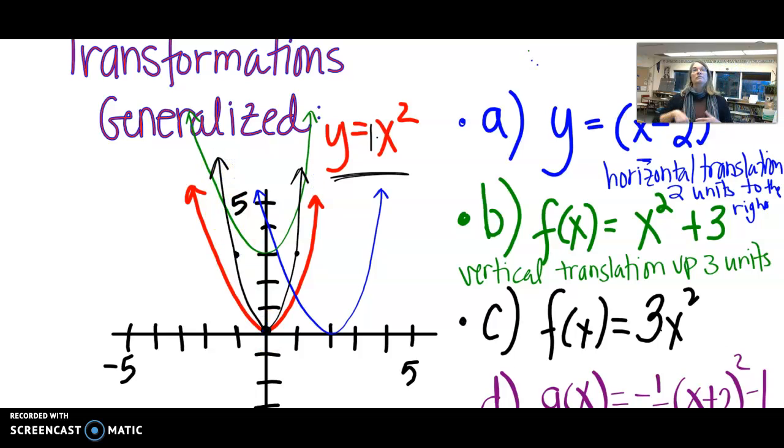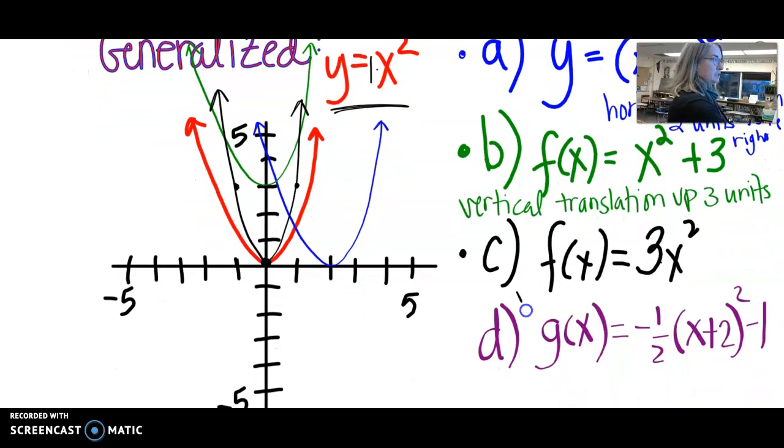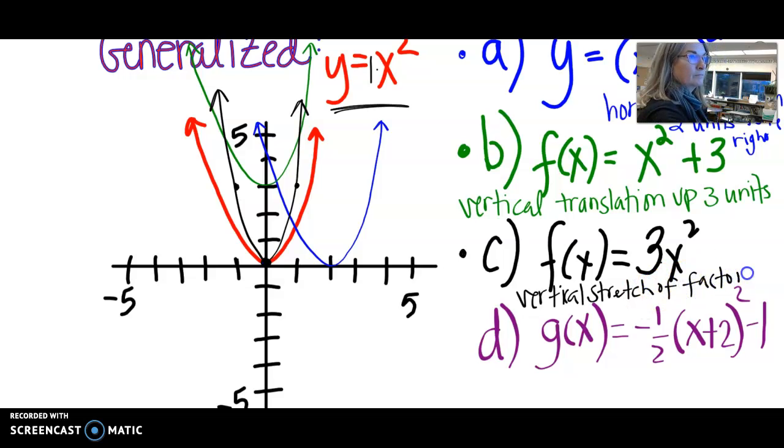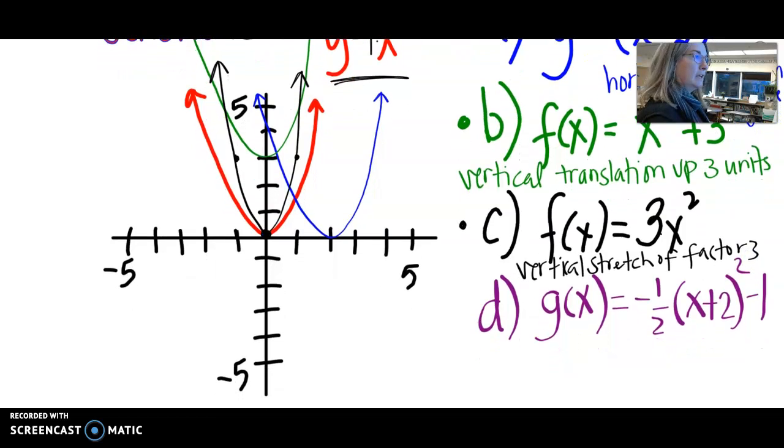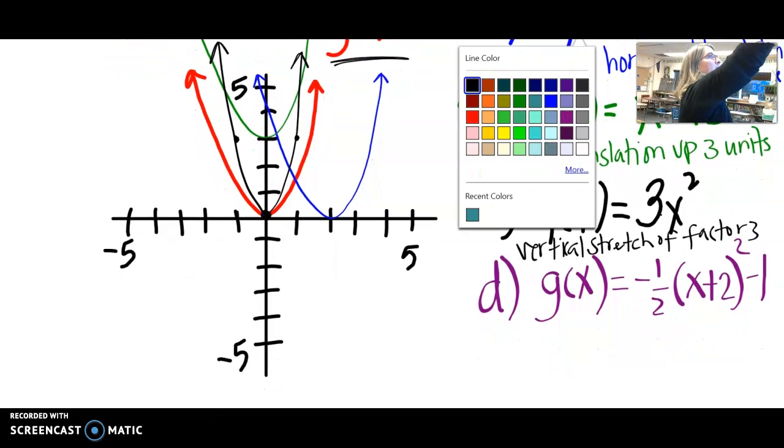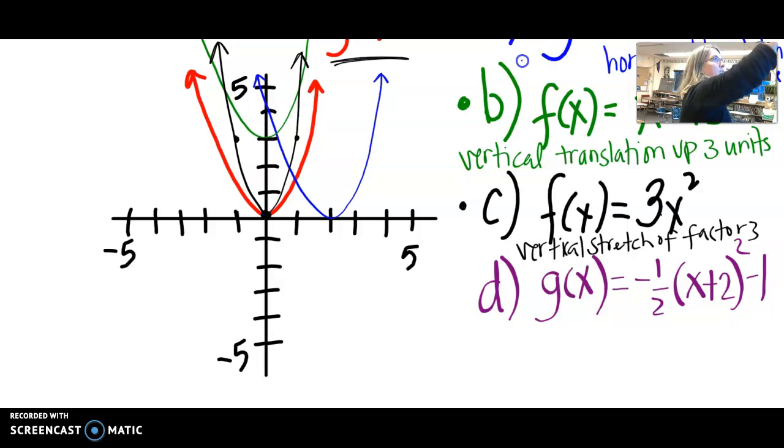It looks narrower, but really it's stretched taller. So it is called a vertical stretch. Let's see if I can fit that in here. Vertical stretch of factor 3. All right, and then this last one here has several different transformations.